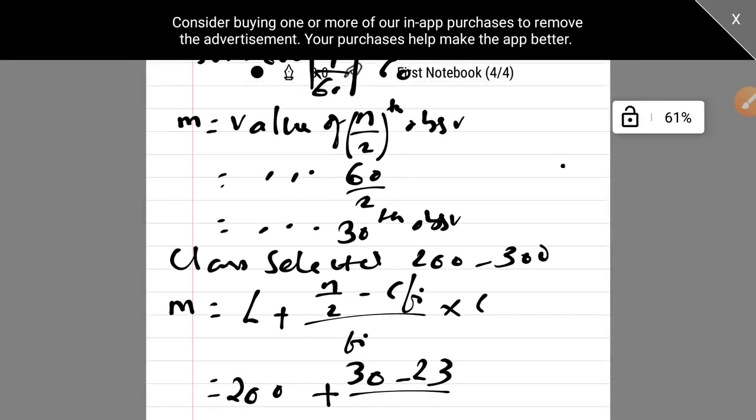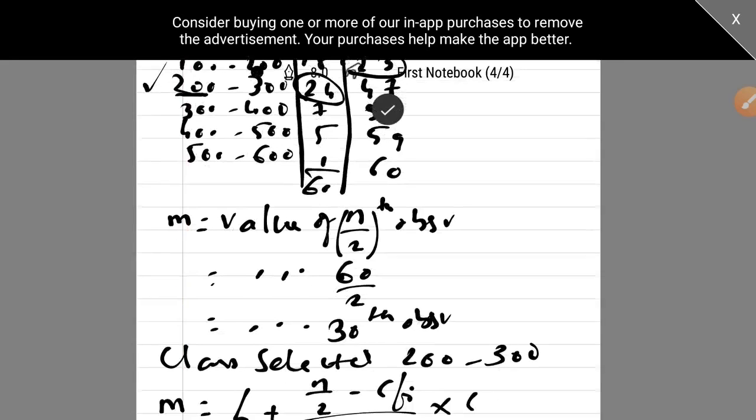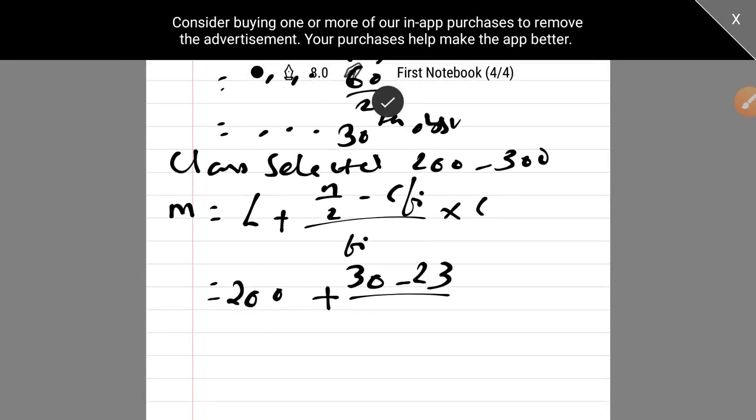Upon frequency, you have to take the frequency of the same class. What is the frequency of the same class? It is 24. Now what is the class length? You can see the class length is between 200 to 300. That means the class length is 100. Yes, you can see the class length is 100. So now you have to solve.